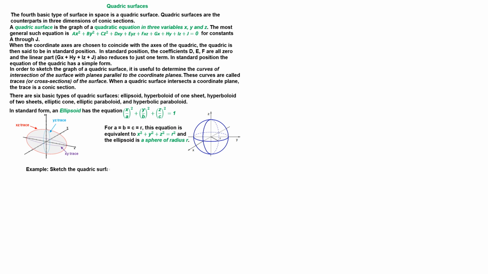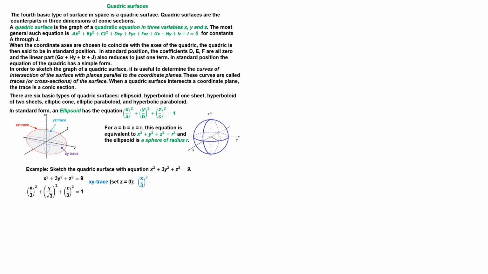Sketch the quadric surface with the equation. To classify and sketch a quadric surface, begin by writing the surface in standard form. Begin by writing the original equation and then divide both sides by 9. Now you determine the traces in the coordinate planes.